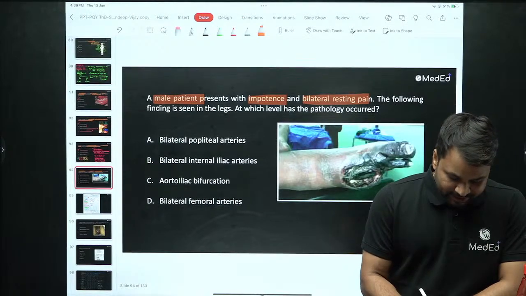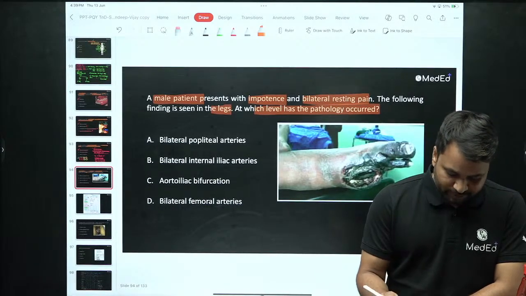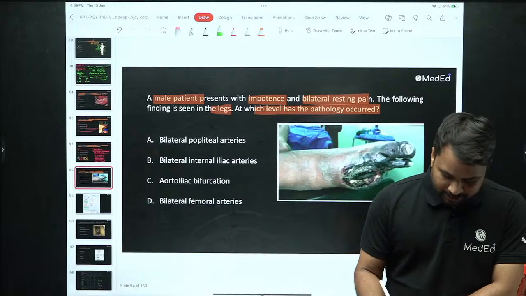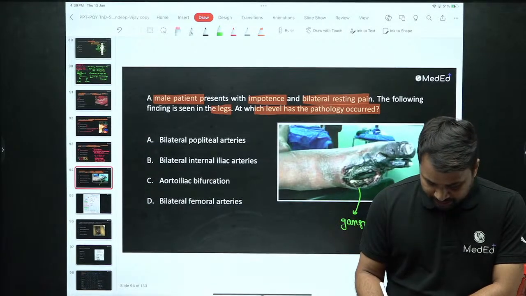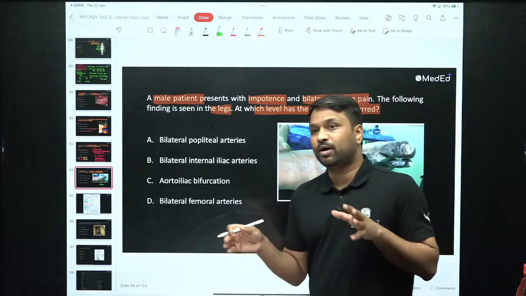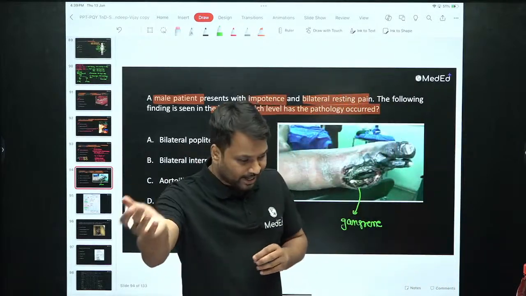The following finding is seen in the leg. What is the level of pathology that is there? So in the leg pathology, I can see there is presence of gangrene. So I know we are talking about arterial occlusions, right?